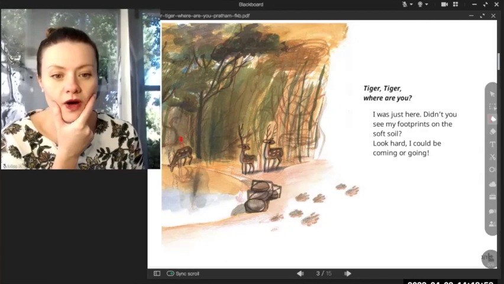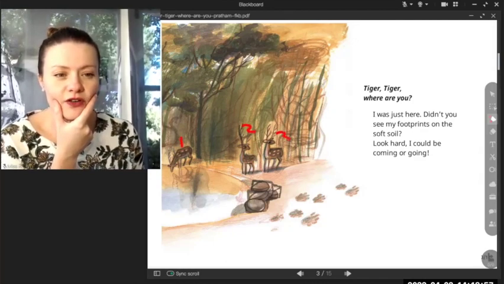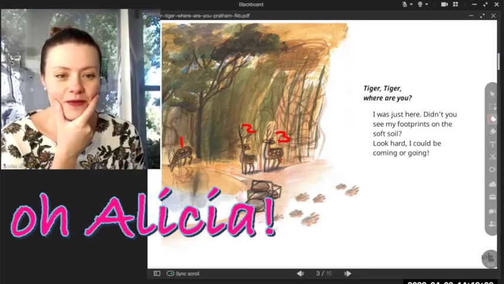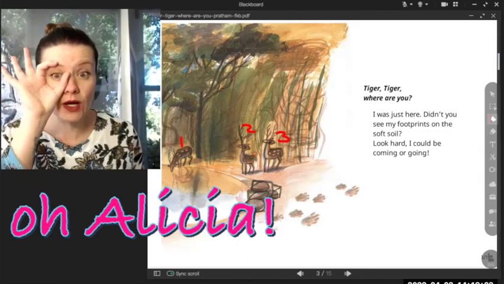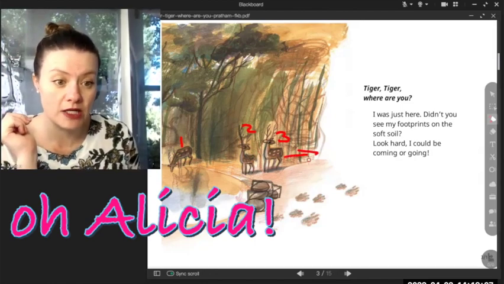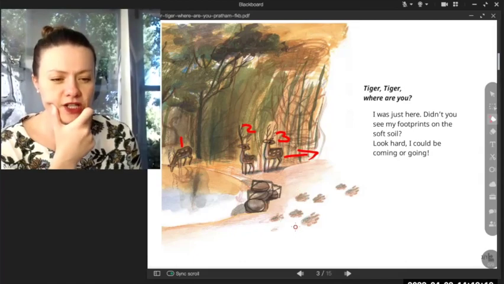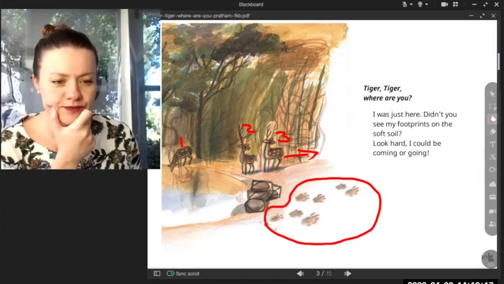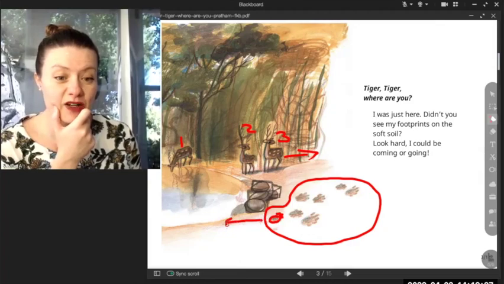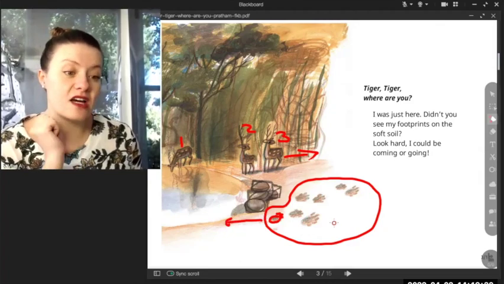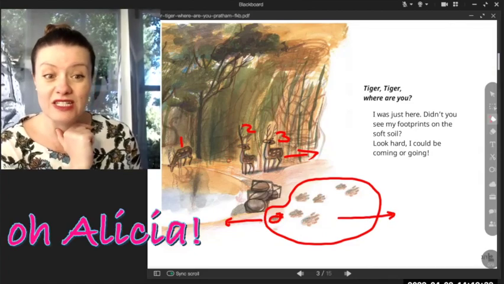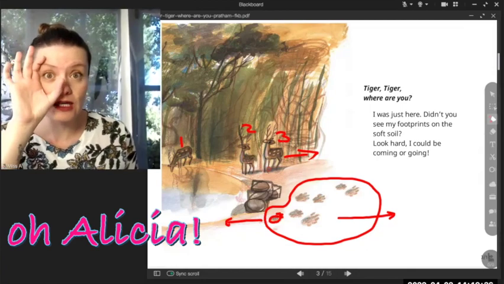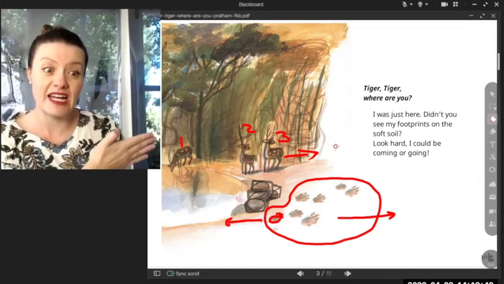Oh, here's 1, 2, 3 chital deer. And you can see they look a little bit nervous because their eyes are quite big, but they're all looking in this direction. Let's have a look at the footprints. Down here, these are the footprints. And you can see the toes are all in this direction, and then the big flat paw part is towards the back, right? So I think that the tiger is going in this direction because we can see that the deer, their eyes are quite big and they're looking over their shoulder in that direction.